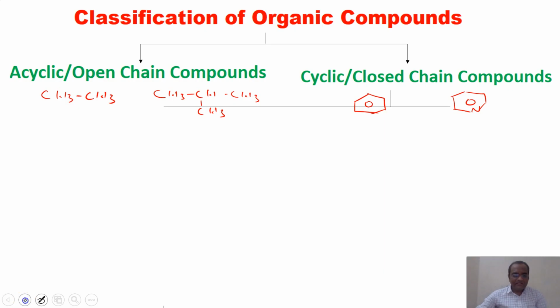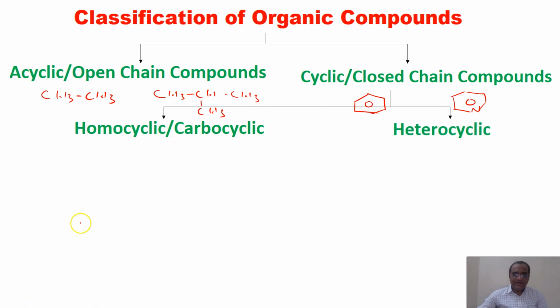Now these cyclic compounds are divided again into 2 classes. One is homocyclic and second one is heterocyclic. Homo means that it contains only carbon. There is only a single kind of atom, that is carbon, and so they are called homocyclic, or carbocyclic. It means that it is containing only carbon in the ring. So for example, this is an example of an aromatic ring, that is benzene.